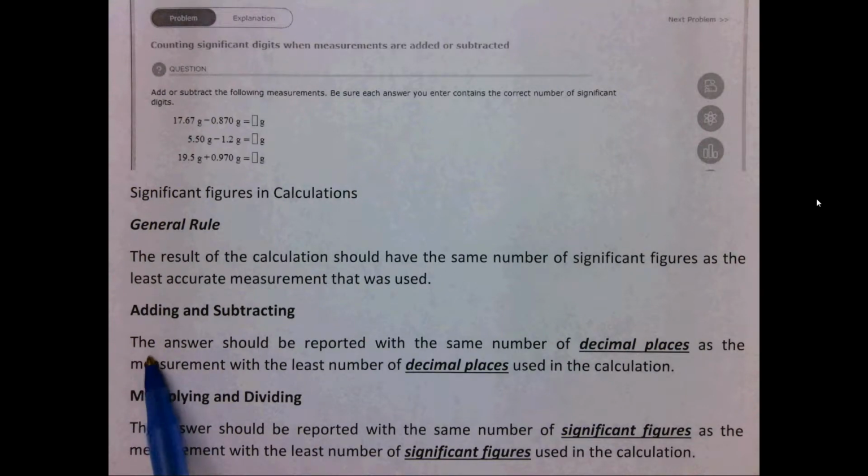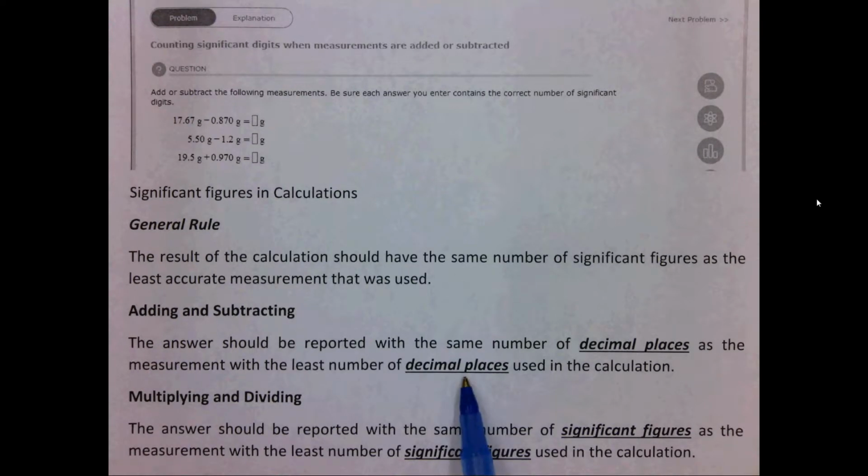For adding and subtracting, the answer should be reported with the same number of decimal places as the measurement with the least number of decimal places used in the calculation. So it's about the decimal places. So if one number has one decimal place and another one has 4, the answer should have one decimal place.